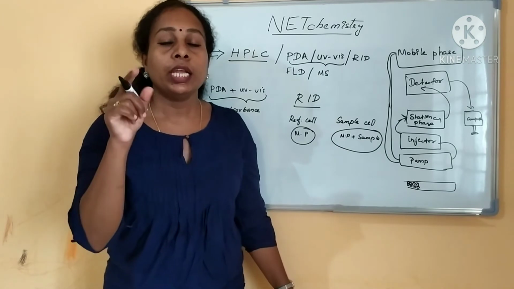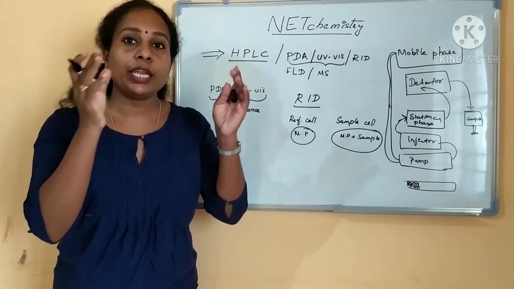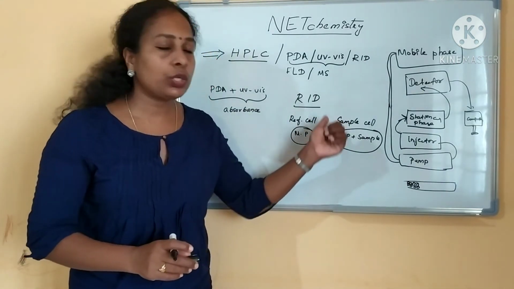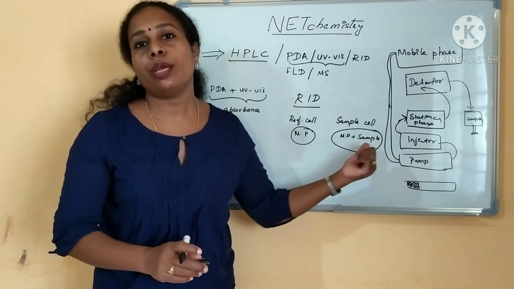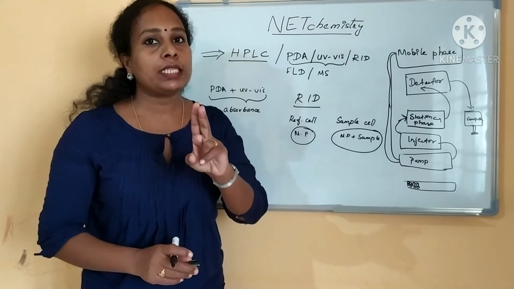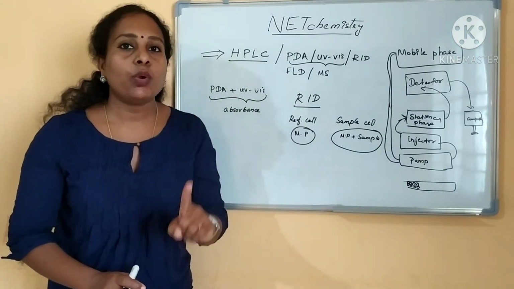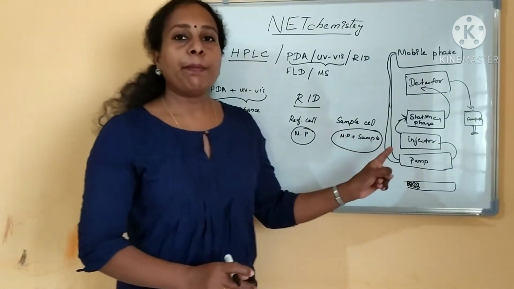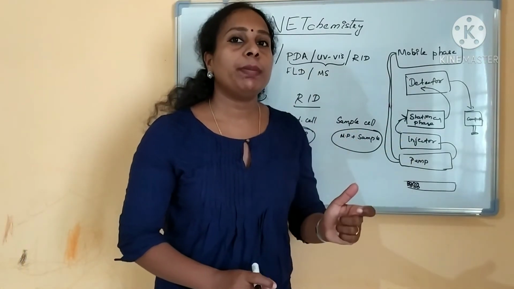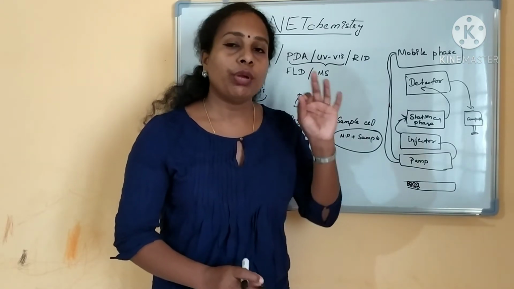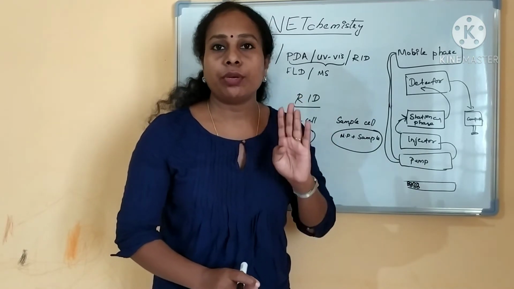Once the sample mixture enters, you study the refractive index variation, and based on that you analyze your analyte. Two cells will be there: one is the reference cell, one is the sample cell. In the reference cell only mobile phase will enter. In the sample cell, mobile phase plus sample will enter. Based on that refractive index difference, you are analyzing your sample.